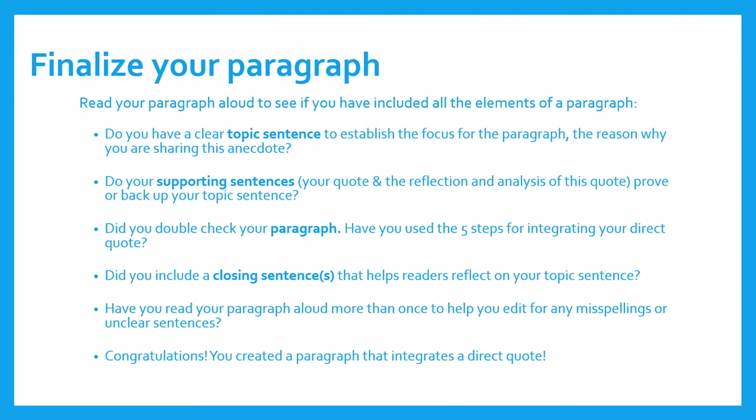Okay, great, you're almost done. So now you're ready to finalize your paragraph. Read your paragraph aloud to see if you've included all the elements of a paragraph. So pause the screen and look over the checklist that you see to be sure you have a topic sentence, that you have supporting sentences, that you have double-checked your paragraph to make sure you've used the 5 steps for integrating your direct quote, and then make sure you have a closing sentence that helps readers reflect on your topic sentence. And then I would read your paragraph aloud more than once to help you edit for any misspellings or unclear sentences. And then when you're all done, congratulate yourself. You've just finished writing a paragraph that integrates a direct quote. Great job.